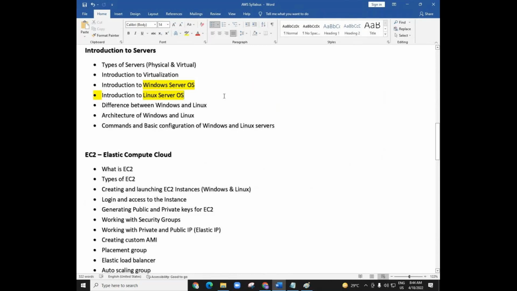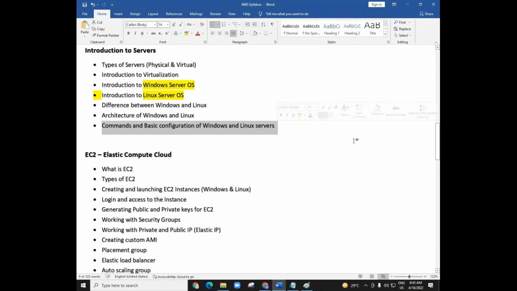But if not, I have to take you through some concepts from Windows servers and Linux servers, so that when you work with your servers in cloud, you know how to use them and how to manage them. For example, how to upgrade them, how to install some applications, how to use them. All these things we need to cover in this server part. So we will go through some commands and basic configurations from Windows and Linux server.